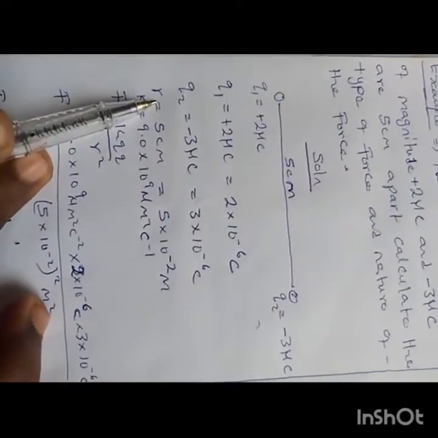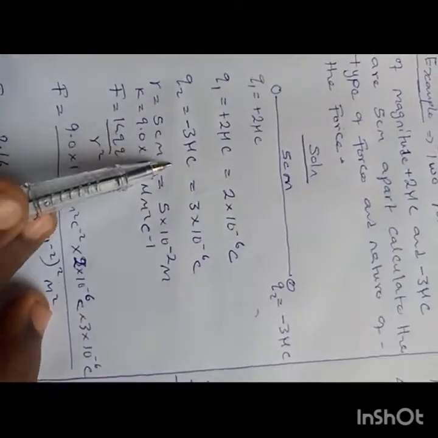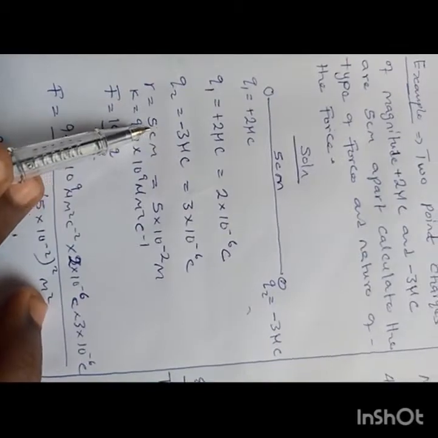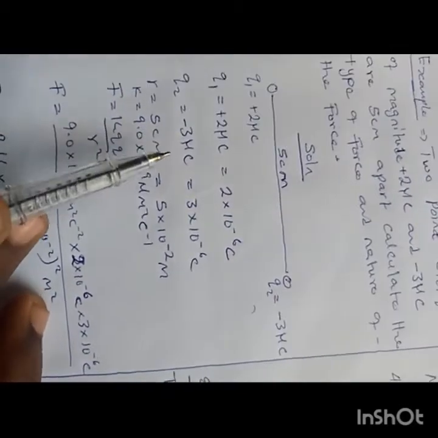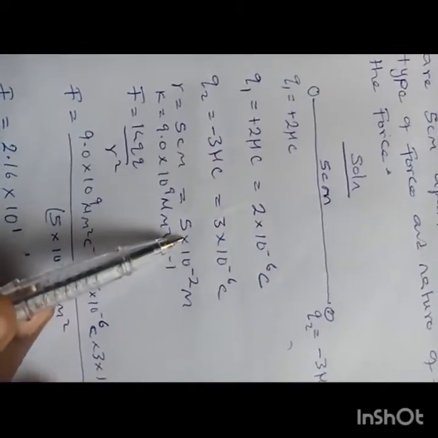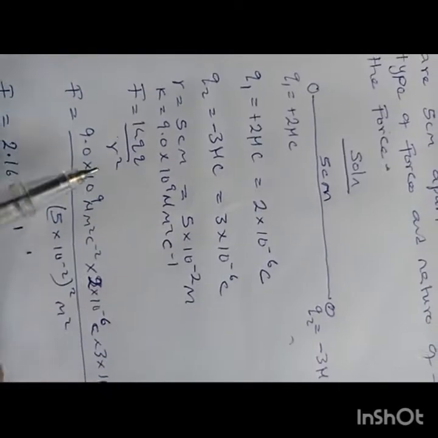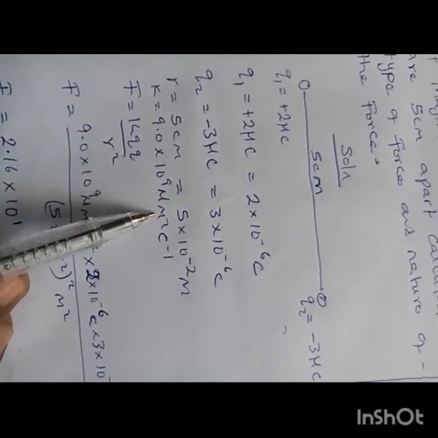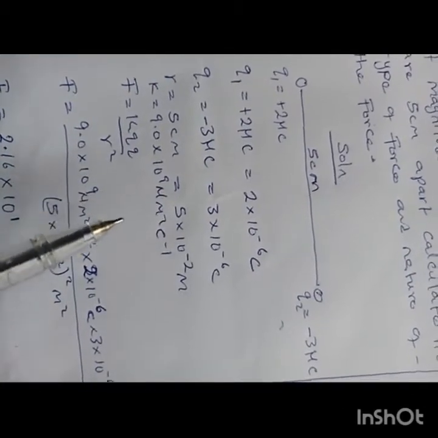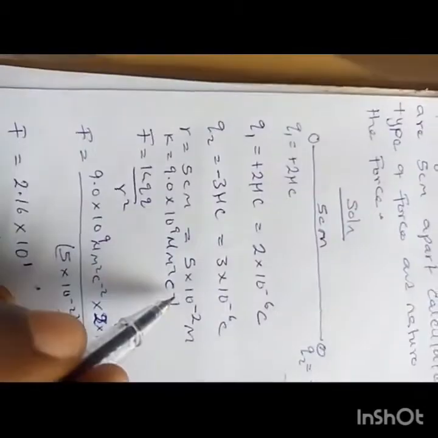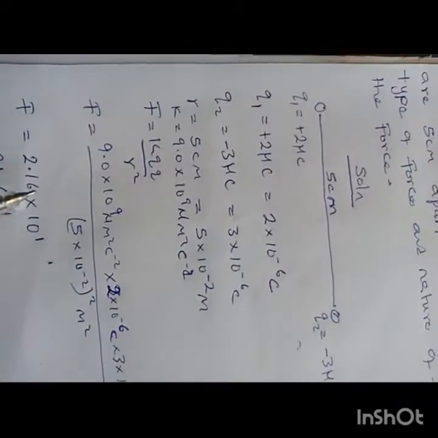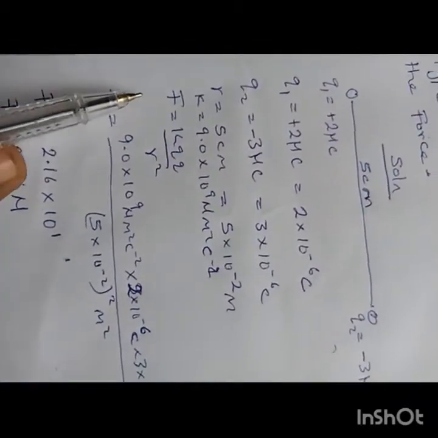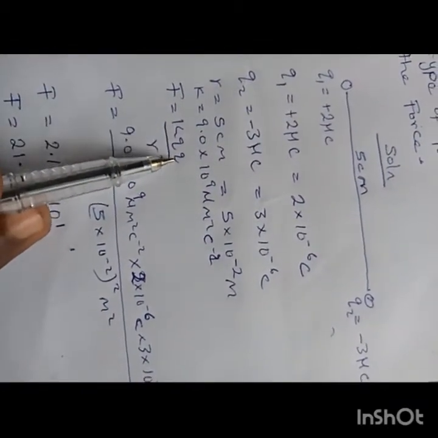Now R is always measured in meters. Therefore, we have to convert this centimeter to meter. This centi here is 10 raised to power minus 2. So it will be 5 times 10 raised to power minus 2 meter. And our constant K is 9.0 times 10 raised to power 9 Newton meter squared per Coulomb squared. Now F is equal to K Q1 Q2 over R squared.